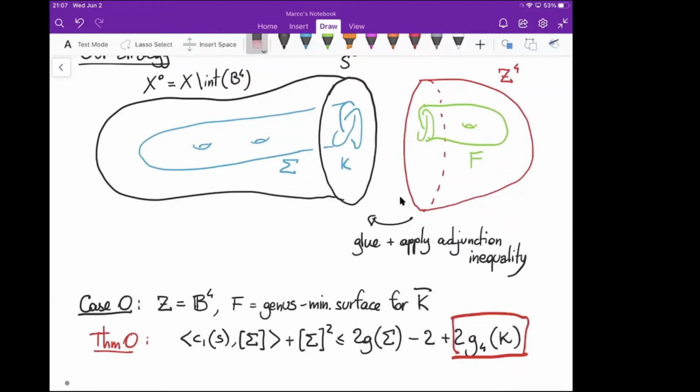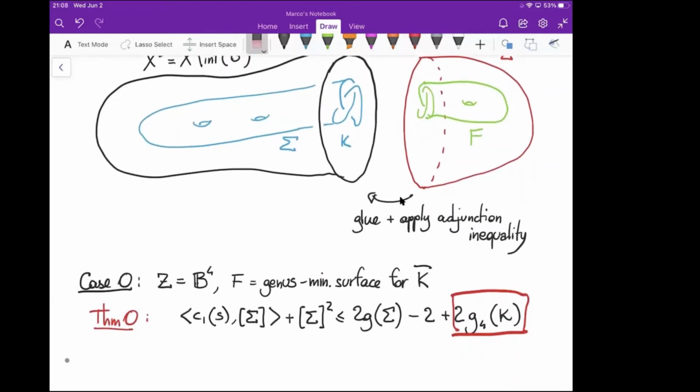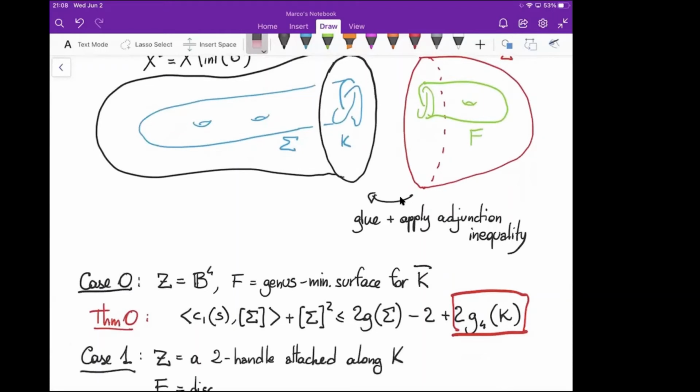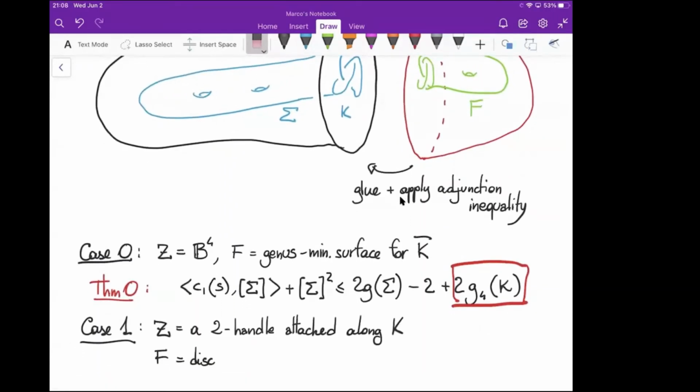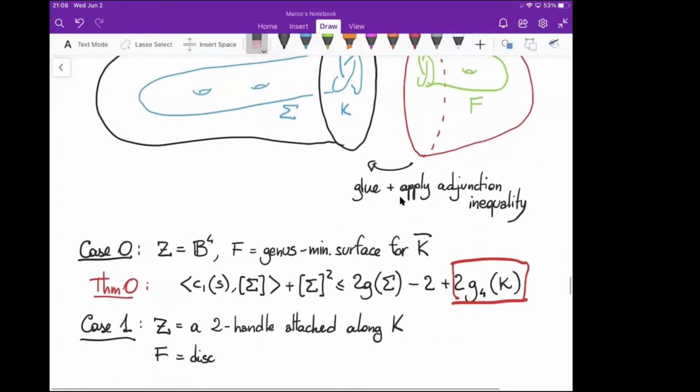Okay, that's already something, but we can do better. It is actually better if you try to cap off X with a two handle. You can attach a two handle along K, because in such a case, F can always be chosen to be a disk. So in case one, rather than choosing the four manifold as simple as possible, we choose the surface as simple as possible, we choose a disk. And the easiest way to do that is to attach a two handle.